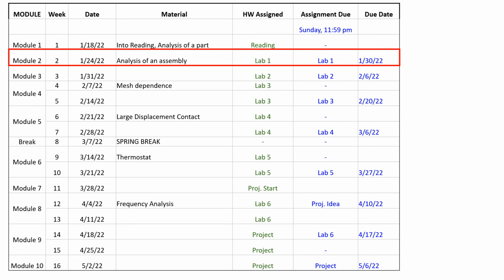So here is our schedule for the semester. You can see we are now in our module number 2, which is week 2 of the semester. This is our start date of the semester here. We're looking at the analysis of an assembly. So the assigned homework, this is your lab number 1, and your lab number 1 is going to be due on the 30th, which is Sunday at the end of the day at 11:59 p.m.